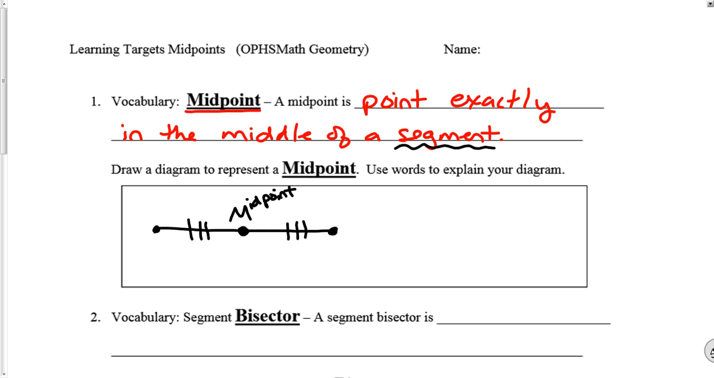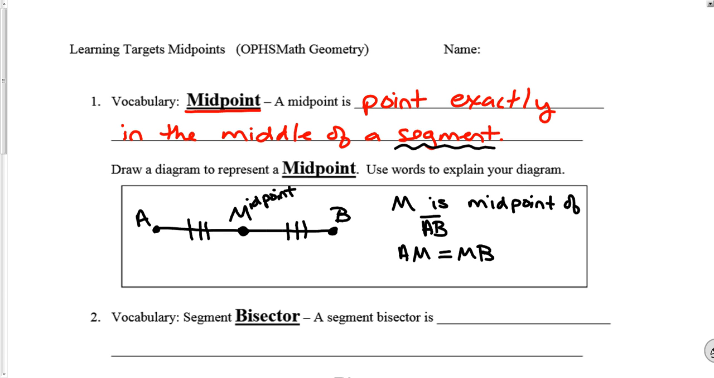Now we also need to use words to explain our diagram. To explain it, I probably need to label the endpoints of my segment. So I need to say that M is the midpoint of segment AB, and to write segment AB, I write AB with a segment over top. We could also say that AM, that length, is equal to MB, that length.